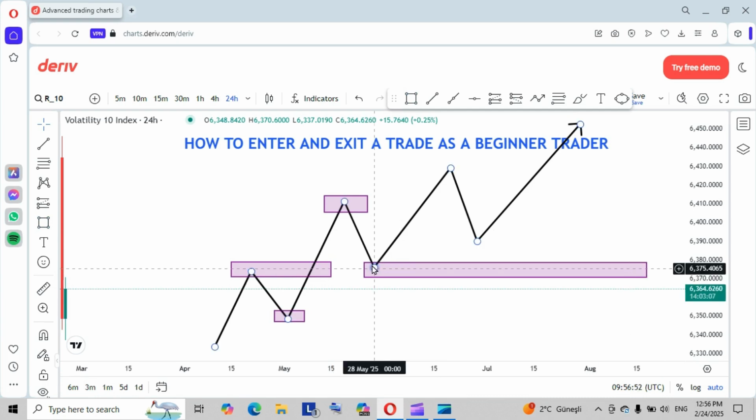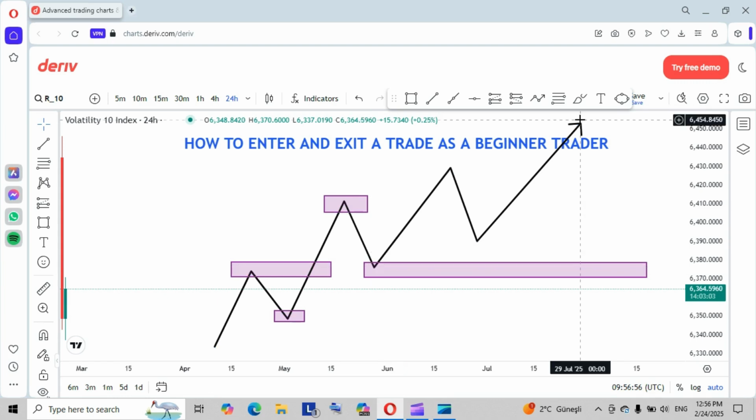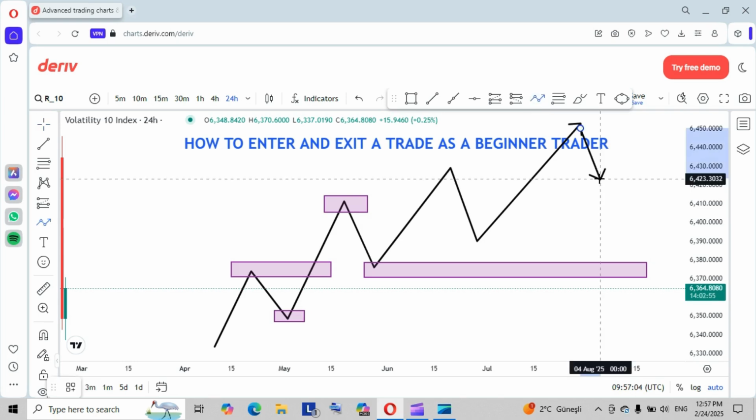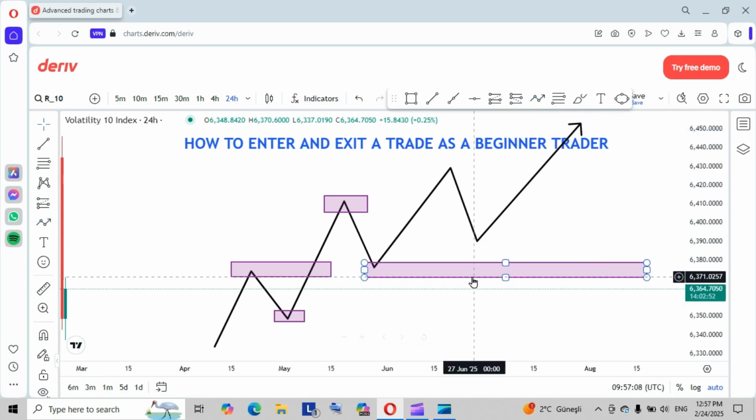So when there's a pullback, the market drops again, we are going to have another high. What are we going to wait for? We wait for our pullback. Okay, so now let's say you have entered at this particular area.